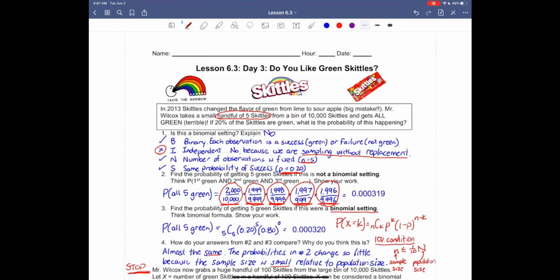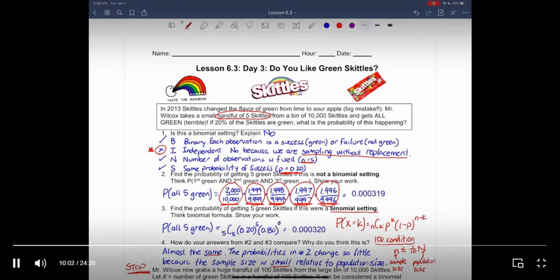Now definitely in this case, our 5 Skittles out of the 10,000 is less than 10%. And what that means is we can sort of relax this issue that we had here about independence, and for the most part we can assume that each trial is independent from the next, because that sample size is so small relative to the population.